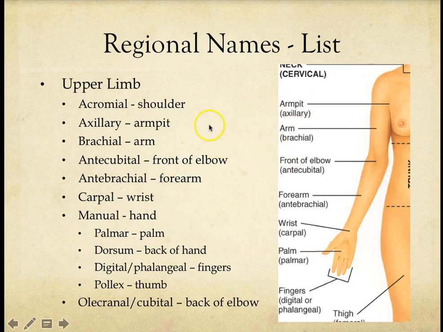The upper limb, the acromial area is considered the shoulder. You'll see that when we get into bones, there's an acromial process in the shoulder area. Axillary is armpit, brachial is arm, antecubital is the front of the elbow, whereas antebrachial is forearm. Really, we're not going to use that term antebrachial too much. We'll probably refer to it more as brachial arm, that we used quite a bit. And then we'll probably refer to this lower part of your limb as the forearm.